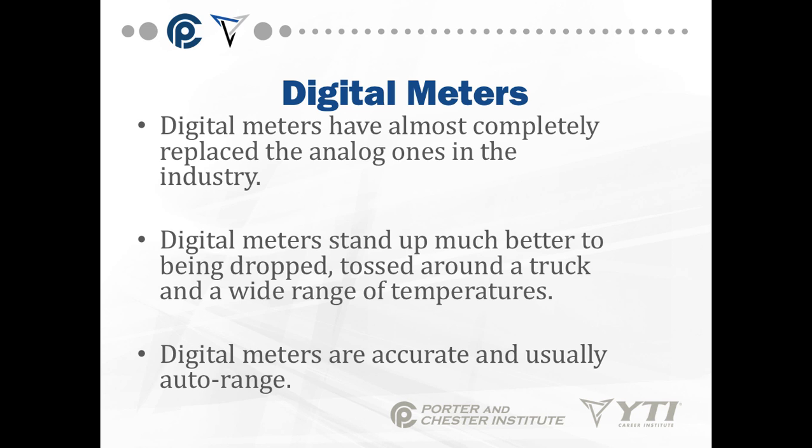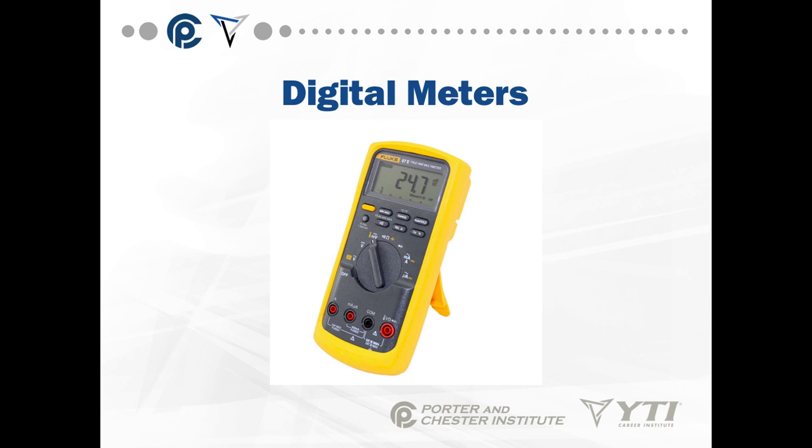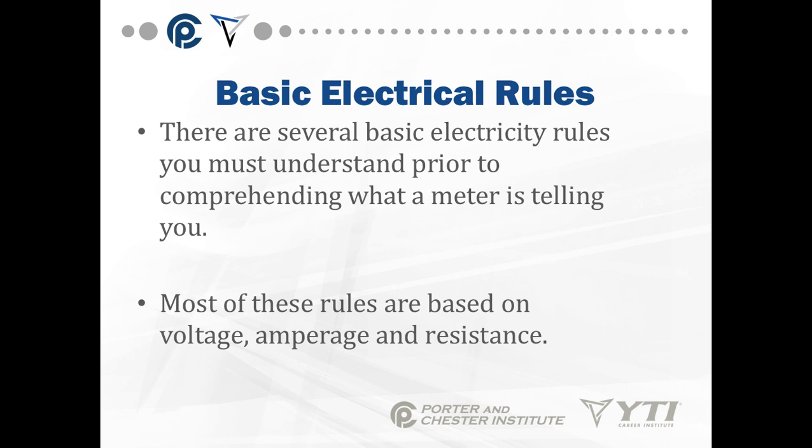Digital meters stand up much better to being dropped, tossed around a truck, and a wide variety of temperature ranges. Digital meters are accurate and usually auto range. This is an example of a digital meter. You notice that the display is a lot easier, with a lot fewer ranges on the dial. It's mostly function selections. Most of these meters do what we call auto range. They'll select the best measurement for whatever reading you're taking, or the best accuracy.